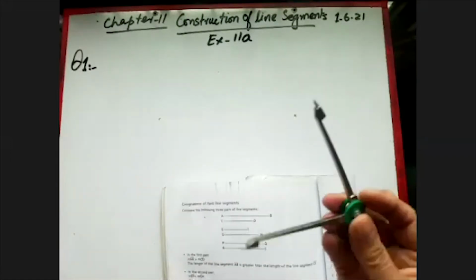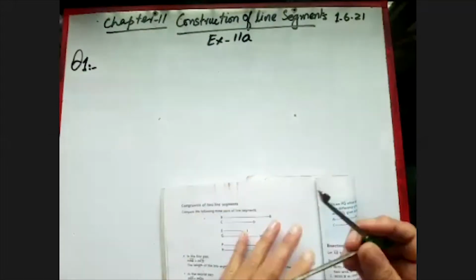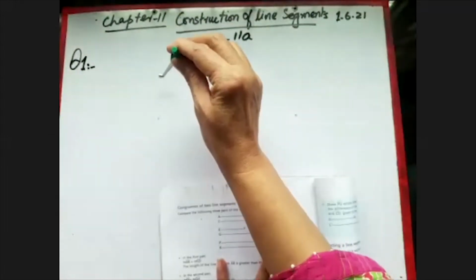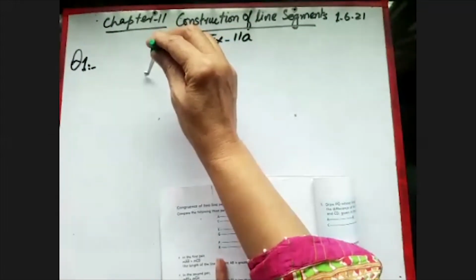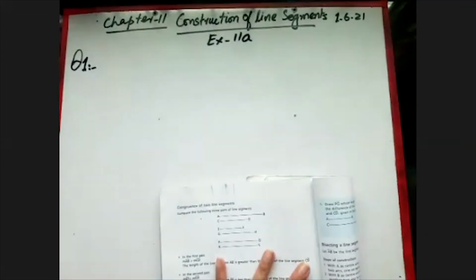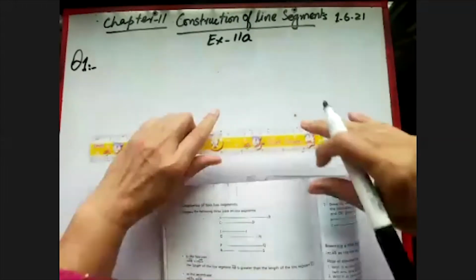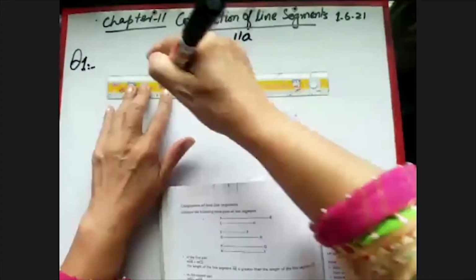What to do? You will open it at some suitable length and mark the two ends on the plain page of your notebook. Press it against your page. You will get two marks, two end points. So join those end points with the help of a pencil, like I am doing.